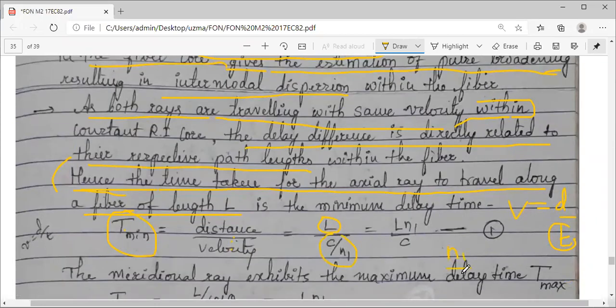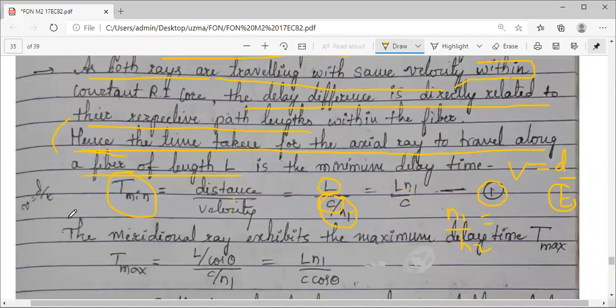You know that, right? Ratio n1 by n2. We have already seen this ratio in terms of Snell's law, reflection, refraction theory. So the different velocities and refractive indices. So what is the difference? When the ray enters the core, velocity will not remain c. It will be affected by the refractive index. It will slow down. So c divided by n1. N1 is the refractive index of the core. So just rearrange it. You will get L n1 by c. This is your equation 1. This is the minimum time taken for the axial ray.